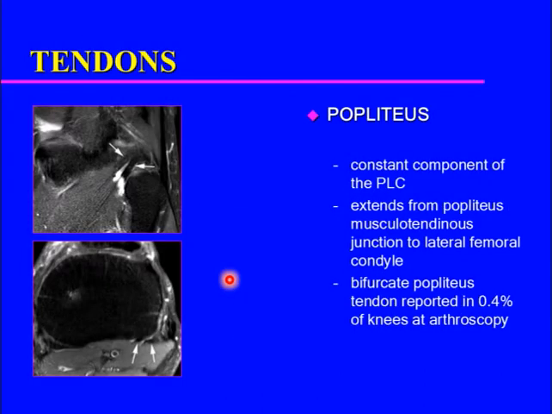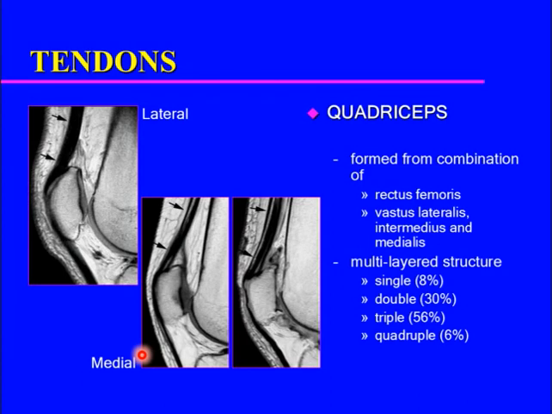Regarding the tendons, we should keep in mind there is the popliteus tendon. The popliteus muscle, as we know, is a major stabilizer of the knee joint. It's a small muscle that is very, very important in knee joint stabilization. So the tendon of the popliteus muscle should always be present, and it's not a pathology. It's in fact very necessary for a normal functioning knee joint. It extends from the popliteus musculotendinous junction to the lateral femoral condyle. Bifurcate popliteus tendon is reported in 0.4% of knees at arthroscopy. You can see it bifurcate, like separate.